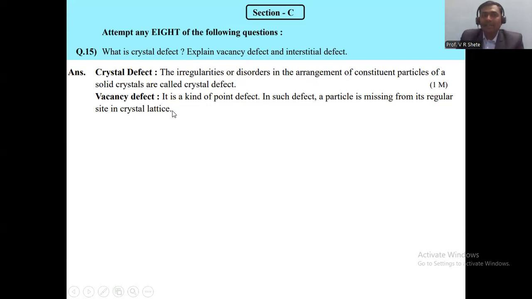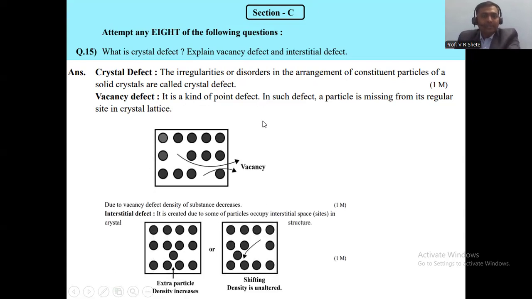And what is vacancy defect? It is a kind of point defect. In this defect, a particle is missing from the regular lattice site. If the particle is missing from the regular site, vacancy defect is observed. In vacancy defect, generally the mass of the crystalline substance decreases and the density decreases. And this is interstitial defect. In this defect, the particles occupy the interstitial spaces or interstitial sites. This is an extra particle, a shifting of a particle.